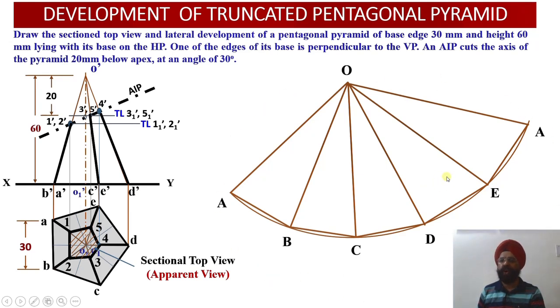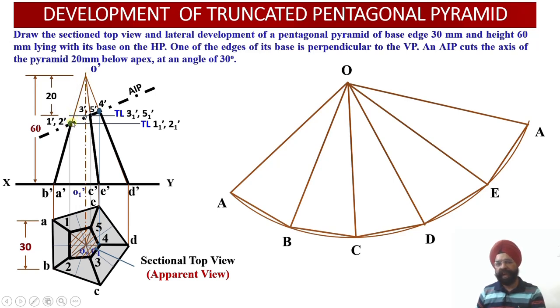Had this pyramid not been cut by any cutting plane, but since we have obtained that this pyramid is being cut by an AIP which is inclined at an angle of 30 degrees to HP, now the POIs have been located in the front view. So those POIs need to be translated over here so that the actual development of the truncated solid can be obtained. Now you see, my first generator OA has been cut at a point 1 dash, but this POI 1 dash, point of intersection 1 dash, lies on the apparent length. So this is not acceptable.